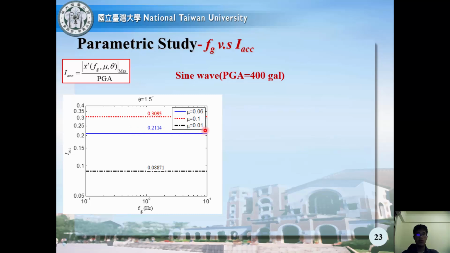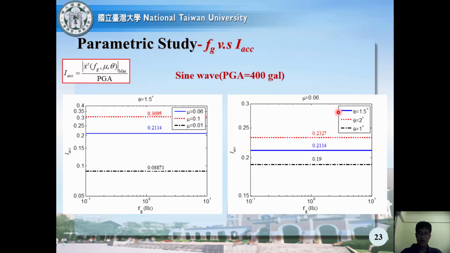So this result satisfies our expectation for this system, which does not possess a specific isolation frequency, which remains the advantage of the PFS. And then this figure also shows that the higher the friction coefficient, the higher the absolute acceleration.